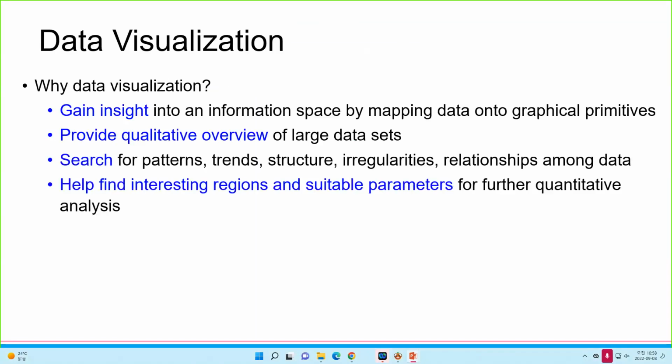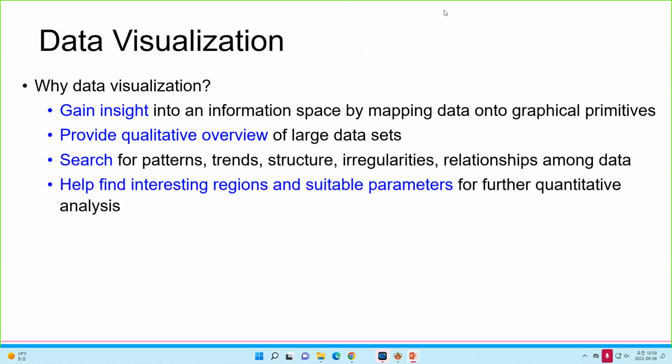What is data visualization? Maybe you know already, data visualization means you want to make it as a graph. You want to plot the data. You want to make a bar chart. You want to make a histogram. You want to make something beautiful. Okay. But why do we need to do data visualization?